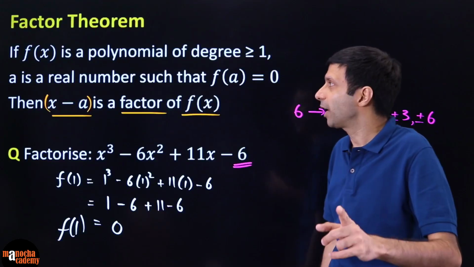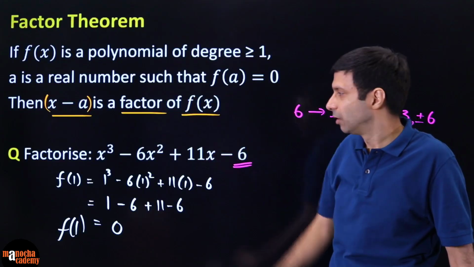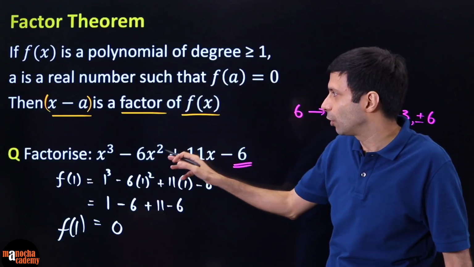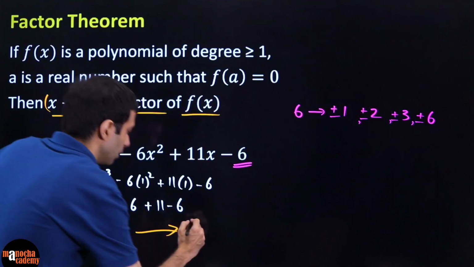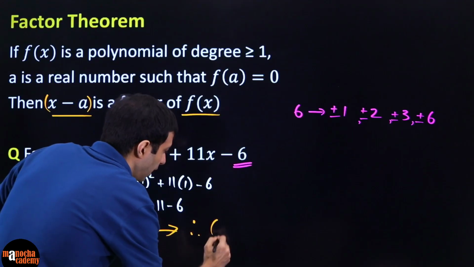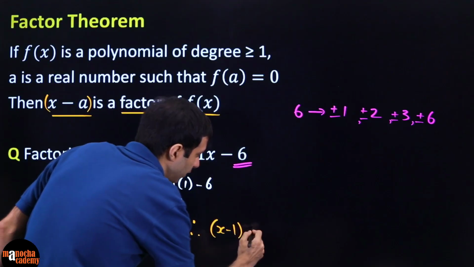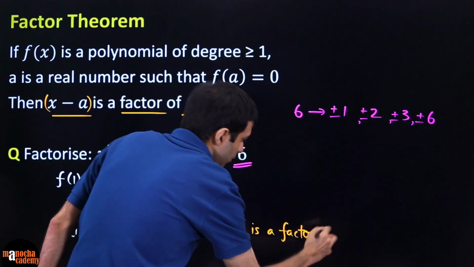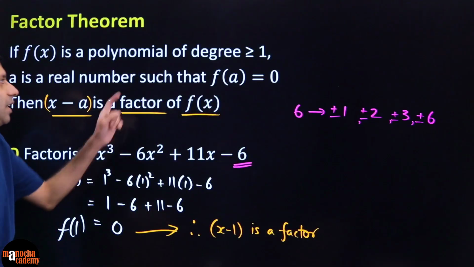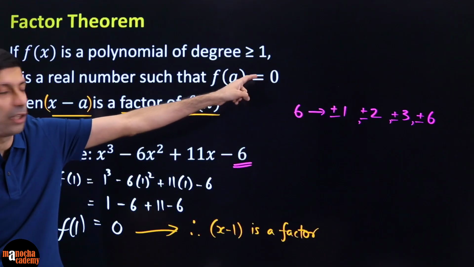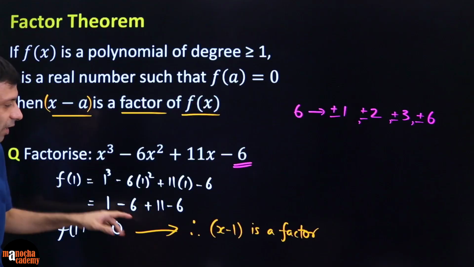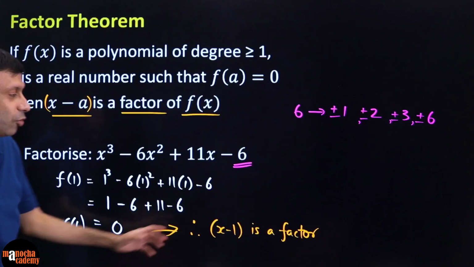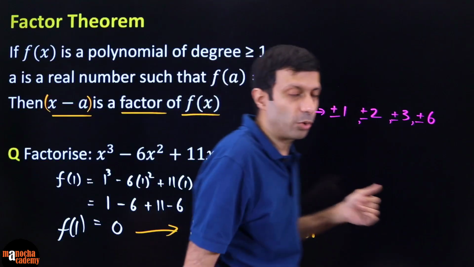That means who is the factor? Look at the factor theorem carefully. Can you tell me therefore who is the factor of this polynomial? Based on this we can say therefore x minus 1 is a factor. Because read the theorem carefully, it says if f of a equal to 0, then the factor is actually x minus a, not x plus a. So x minus 1 is a factor. So I have found one factor. Now how do I find the other factors?